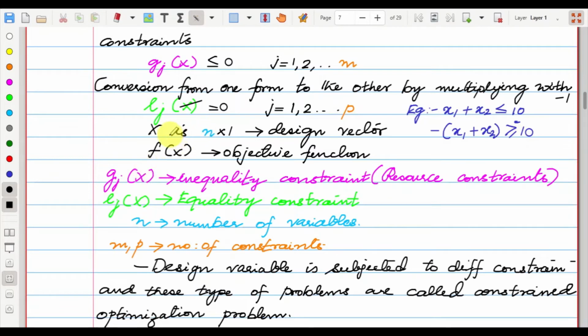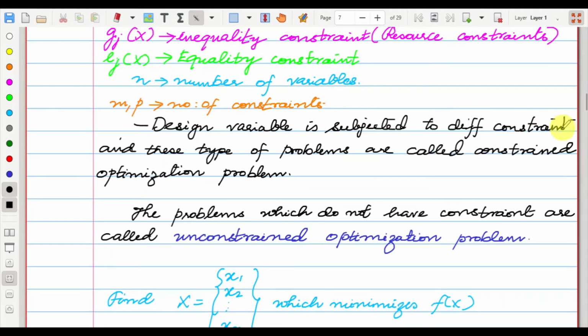So here we are having two types of constraints, that is inequality constraints, that is g j of x, and equality constraints, that is h j of x. So n is the number of variables. Here this x is an n by 1 decision vector and f of x is the objective function. This m and p are the number of constraints. So decision variable is subjected to different constraints, and these types of problems are called constrained optimization problems. The problems which do not have constraints are called unconstrained optimization problems. So find x equal to x1, x2, etc. xn, which minimizes f of x.